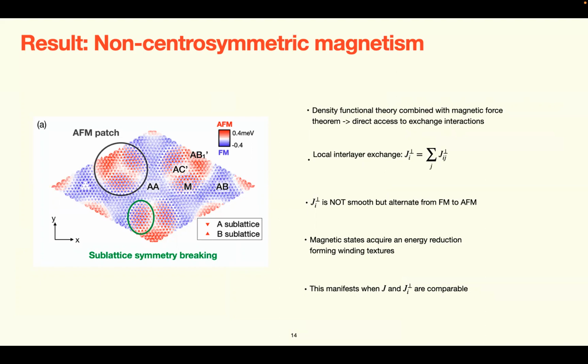Actually, they alternate from ferromagnetic to antiferromagnetic components. So our conjecture is that the magnetic state can acquire some energy reduction by forming a winding texture because of these complex interactions. Especially this happens when the interlayer exchange interaction is comparable to the intralayer exchange stiffness.